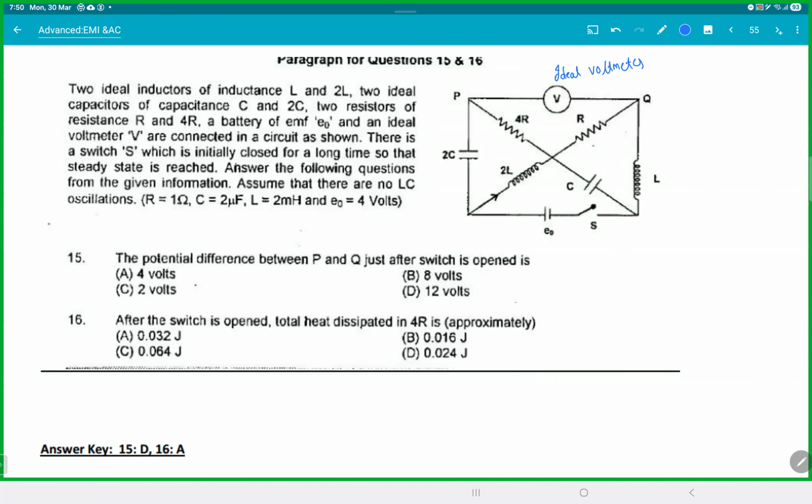So the first step in the question was to find the currents in steady state when the switch was closed. You need to find the current and you need to find the charges on the capacitors.